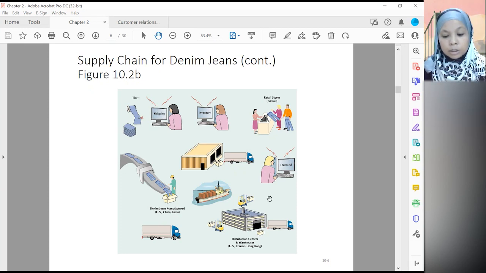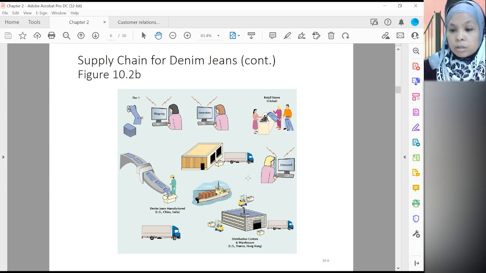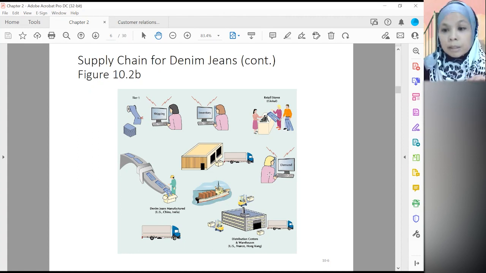Alright, so when it reaches the customer or the retail stores, it must have a prediction system. This is part of the supply chain management system. What I'm saying, shipping, inventory, demand, this is all part of the supply chain management system. Demand is where we try to predict the customer demand for these denim jeans, and basically for all products, not just denim jeans, because this picture is of denim jeans. So these are the things that a supply chain management system can do and should do.